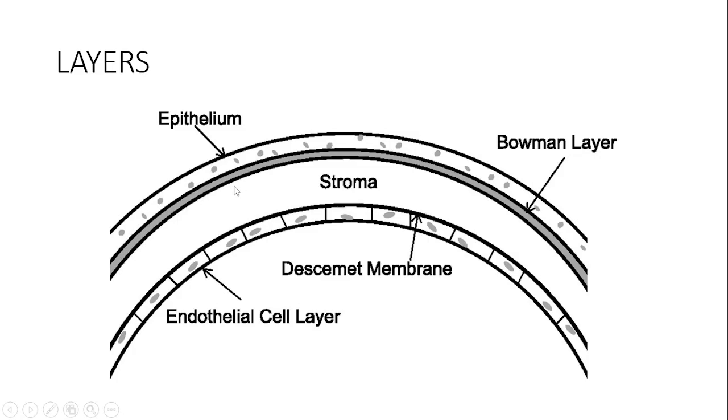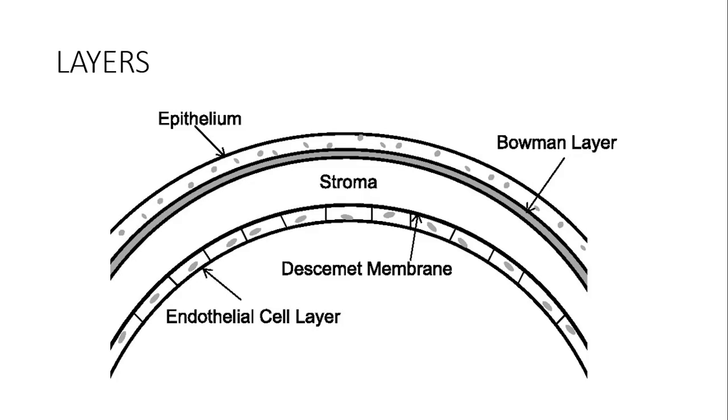Let's talk now about the Descemet's membrane. Remember, we are moving from the outer part of the cornea into the inner part. So just after the stroma, what do we have? We have the Descemet's membrane. It constitutes the basement membrane of the endothelium. It is the basement membrane of what? The endothelium.